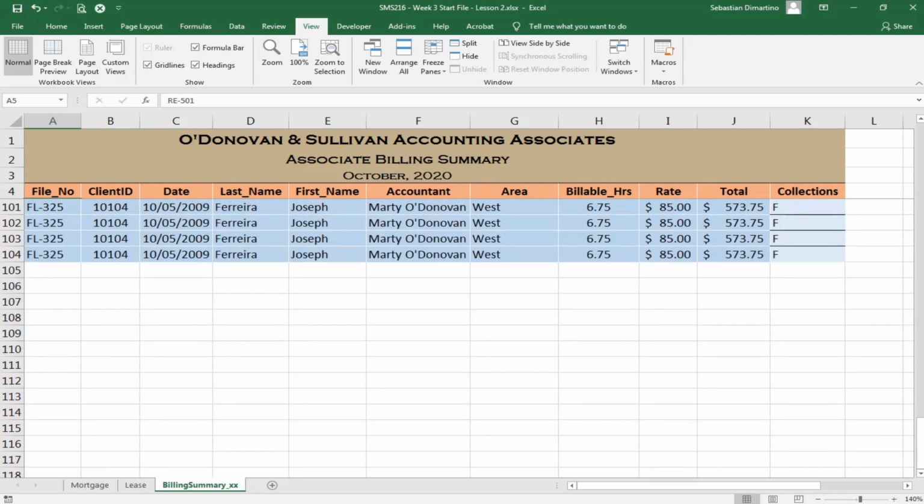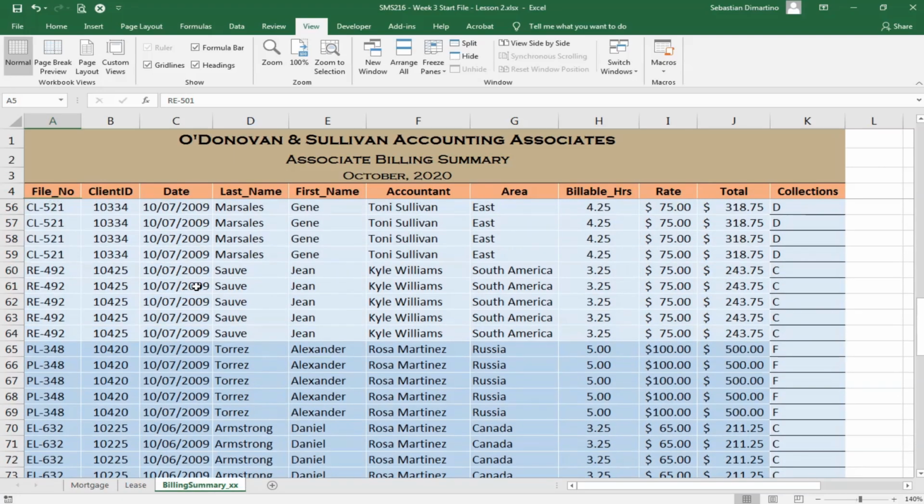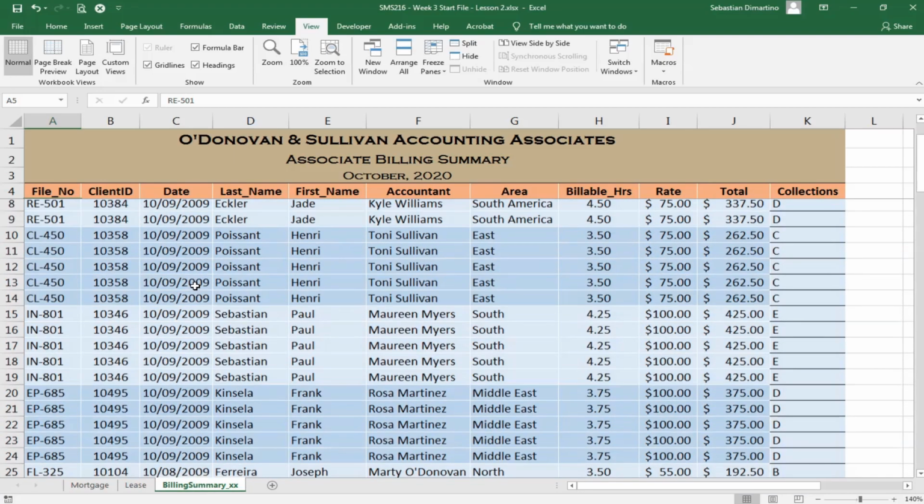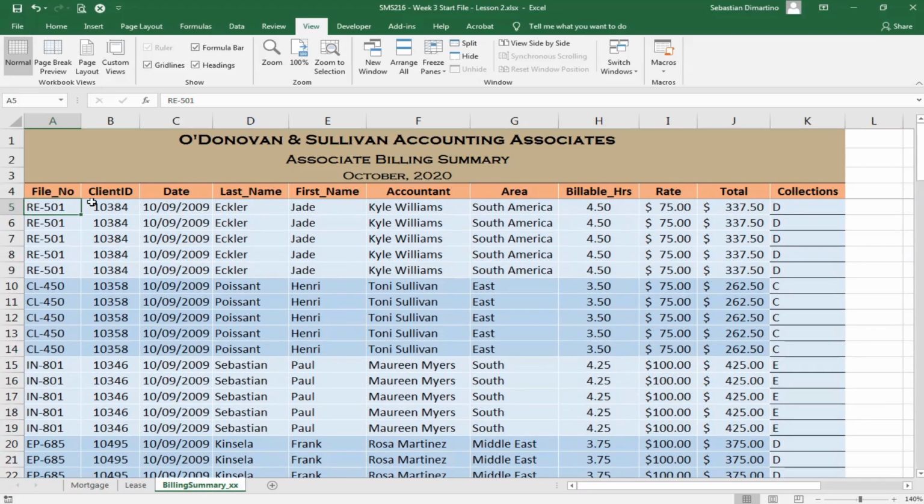Okay, so this worksheet has about 104 rows of data, and we need to be able to adjust it so that we can work with it efficiently. And so that's what we've done here. I've actually frozen rows 1, 2, 3, 4.